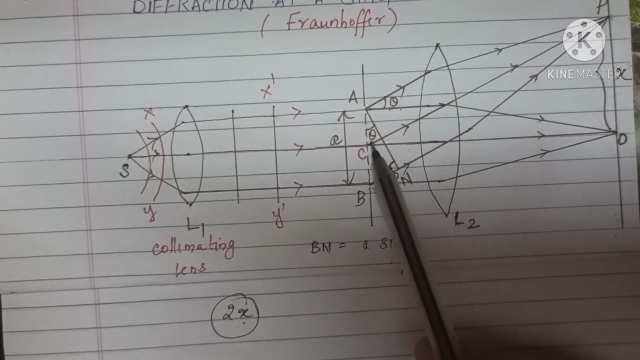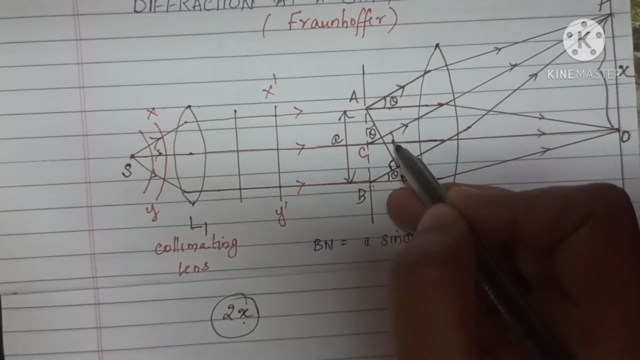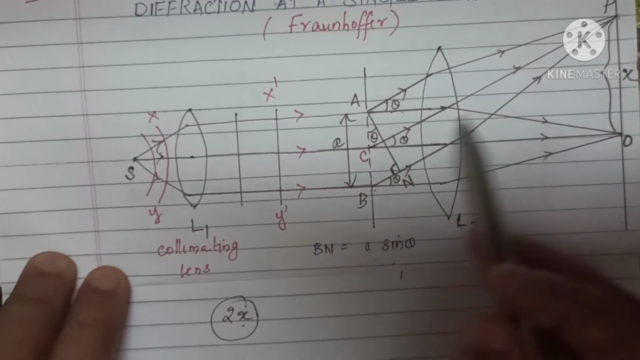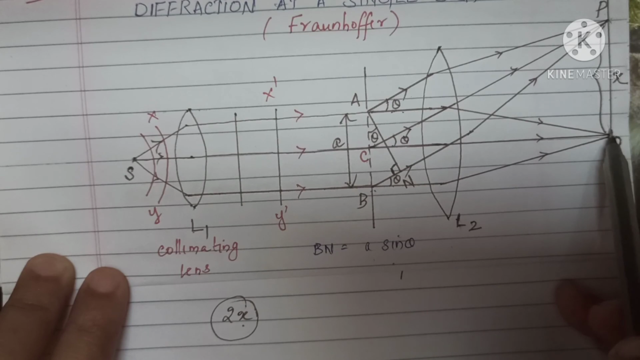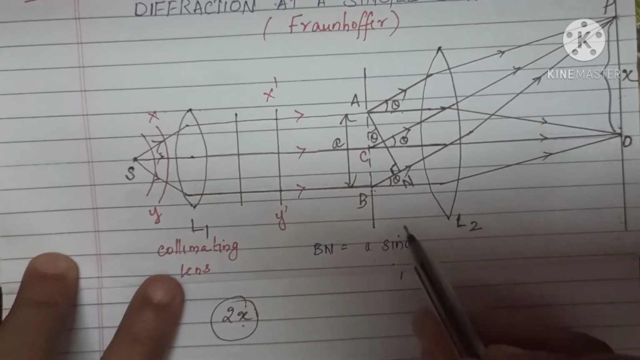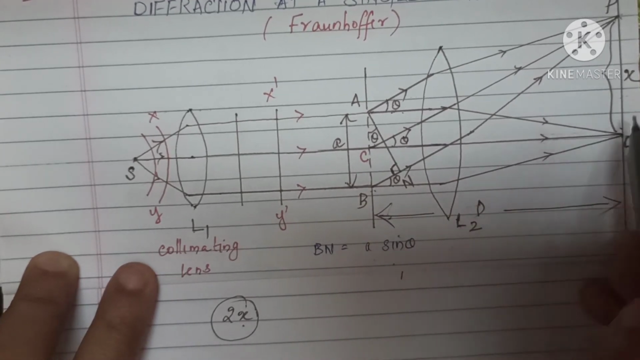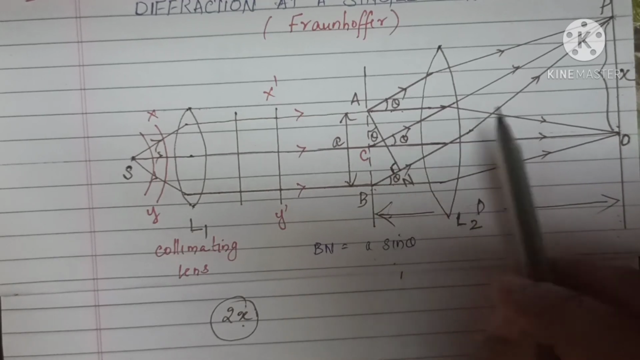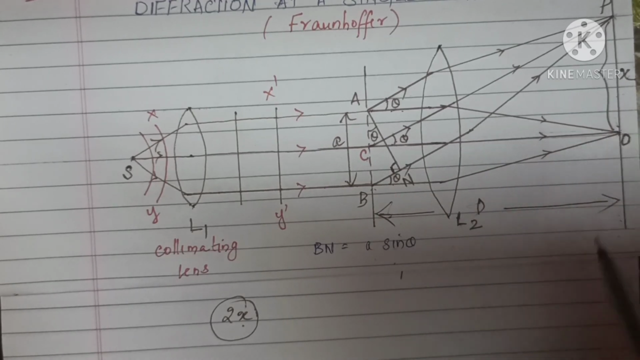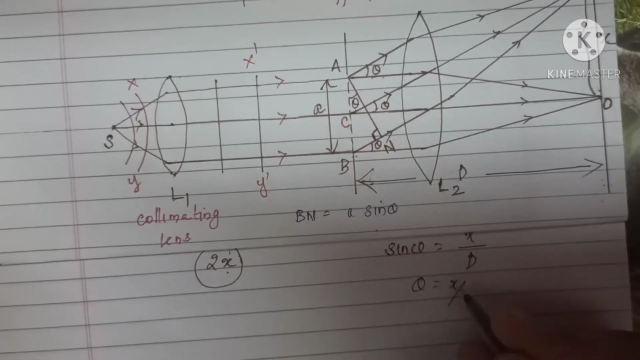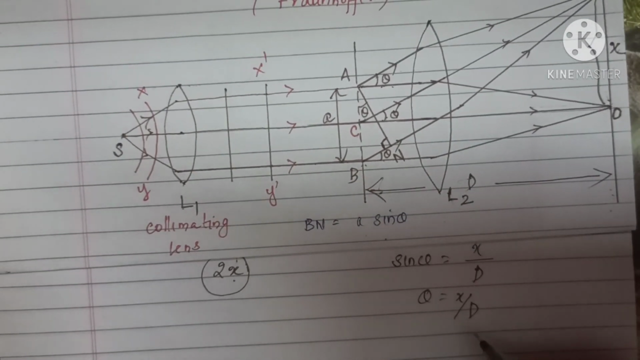Clear? Now in this figure you can see this is also theta, the angle of diffraction. So what is this theta actually? If you take sin theta, you can take it as x divided by D. What is D? Capital D is the distance between the slit and the screen, isn't it? So I can write sin theta is x by D, or theta is equal to x by D. Clear? Theta equal to x by D.